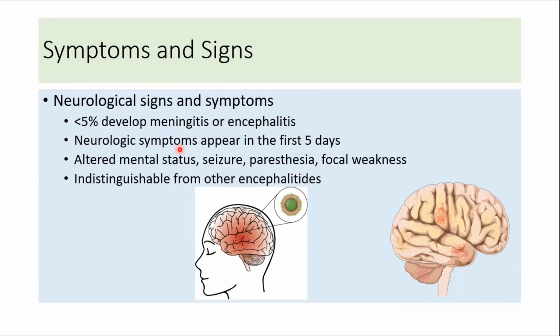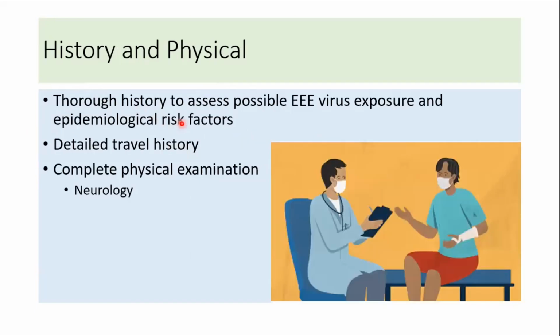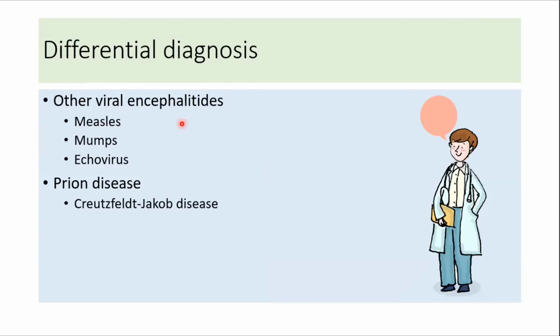The symptoms of this disease are almost similar to other encephalitis, and it's very difficult to differentiate among them. So a thorough history to assess possible Eastern Equine virus exposure and the epidemiological risk factors is important. Similarly, a detailed travel history and a complete physical examination, basically the neurological examination, is also important. The major differential diagnosis includes measles, mumps, and echovirus, which can cause encephalitis, and sometimes we have to consider prion disease like Creutzfeldt-Jakob disease as well.